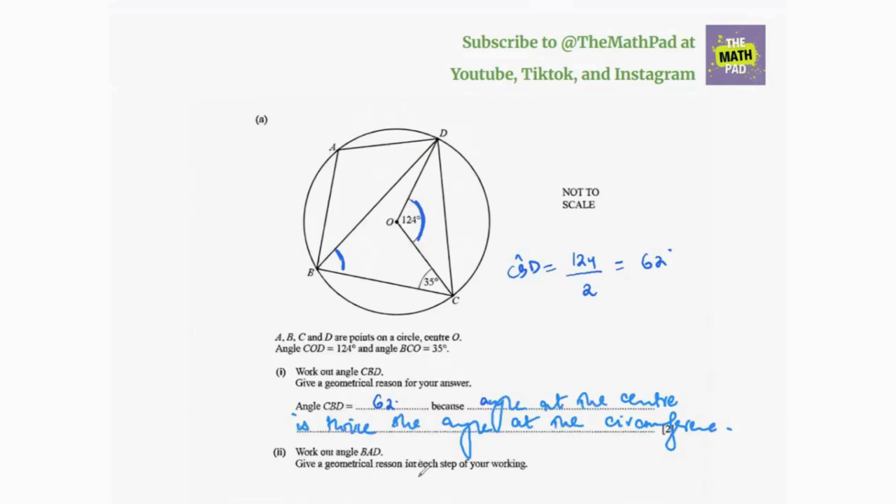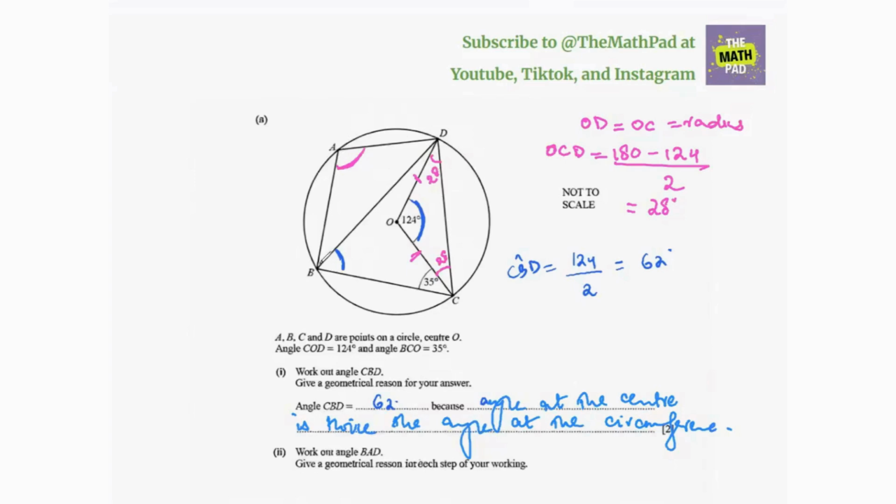Then it says work out angle BAD, give a geometrical reason for each step of working. BAD is this one now. So we know this is 124, and as we know, OD is equal to OC because they're radii. So that means we can find angle OCD, which is 180 minus 124 divided by 2. That gives us 28 degrees. So this is 28, and so is this.